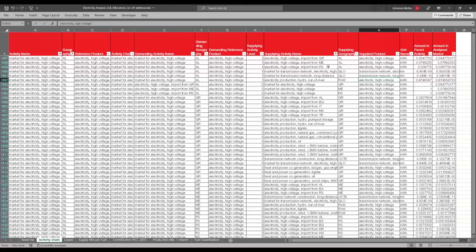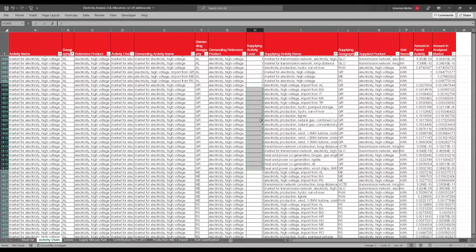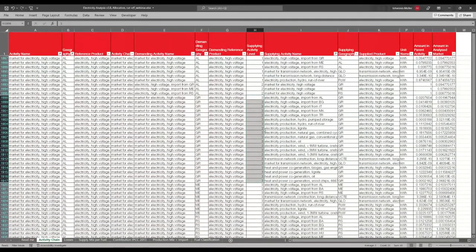And now we say, okay, we follow the electricity that is imported from Greece. And we see here, in the second level, that the electricity from Greece links to the import data set. And the import data set links to the market for electricity high voltage in Greece. And then if we go down a further level, we see that on level 3, the market for electricity in Greece is represented. So this market, through the import data set, feeds into the Albanian electricity high voltage market.